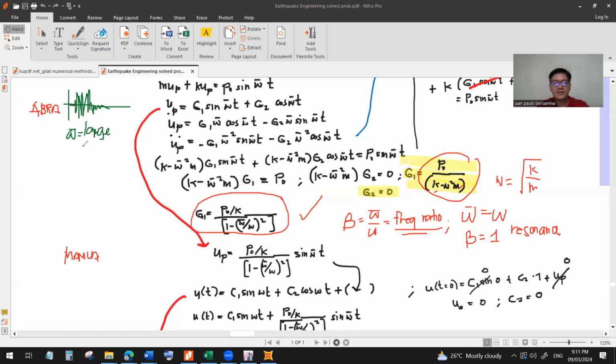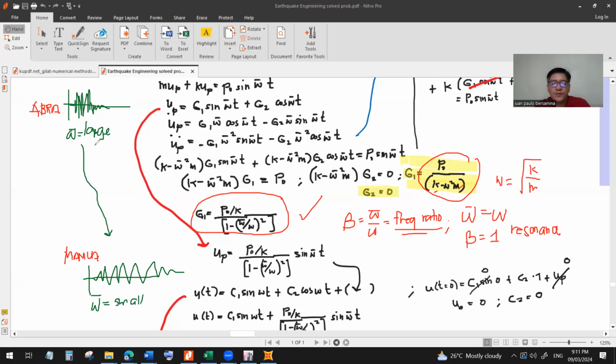Now, when that earthquake travels to Manila, of course we feel it, but it's not that large, it's not that high, it's not that destructive. So the seismic wave might be something like this. The number of cycles per second is relatively small. So we can say omega bar here in Manila is small. Okay?